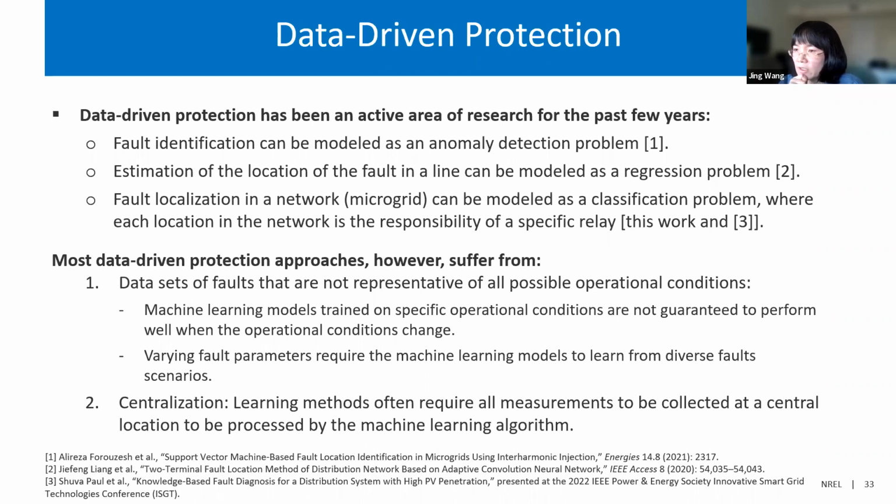And the fault location in the network, for example, a microgrid, can be modeled as a classification problem where each location in the network is responsible for specific relays. This is what we did in this work.